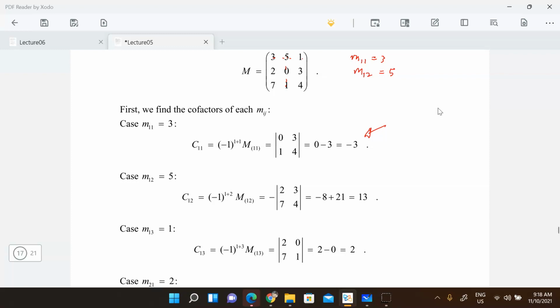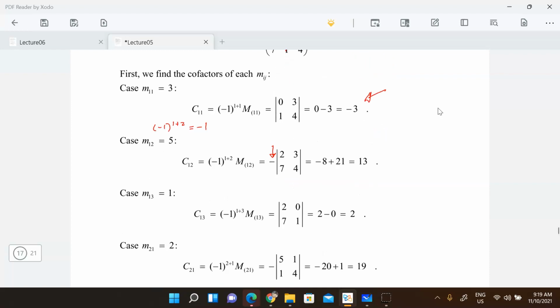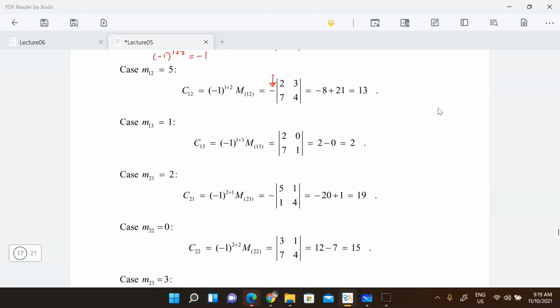And I remember that for M12, you have minus 1 to the power 1 plus 2, it will be minus 1, so that you get the minus sign here. Okay, and then again, you know how to do the 2 by 2 determinant, so that will be easy enough. 2 times 4 is 8, and then minus 21, but remember you have a minus sign in front, so you flip that and you get the value 13, and the same thing for the next one. Okay, so here is M13.